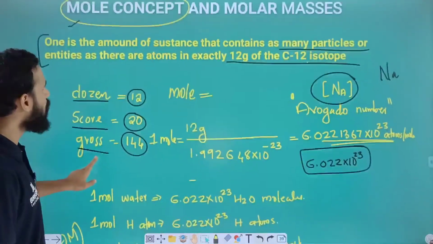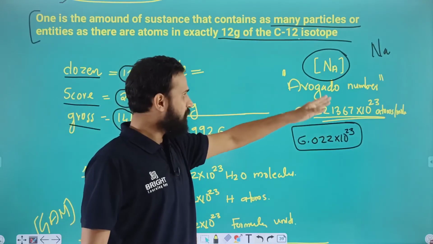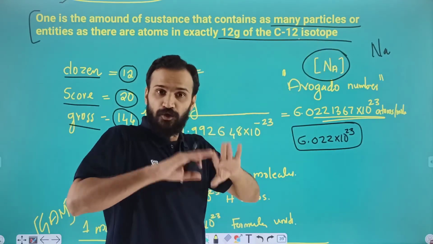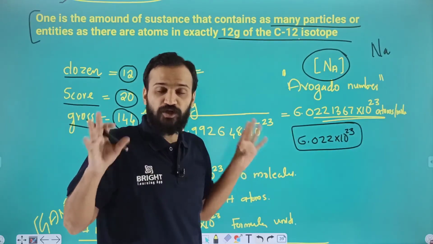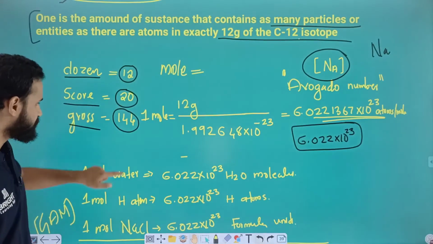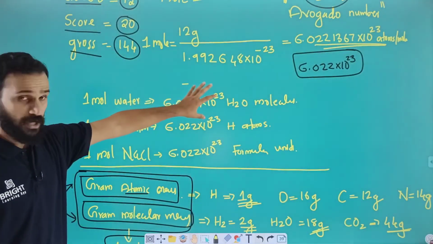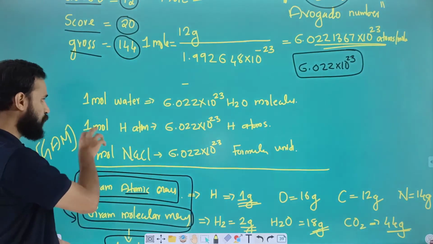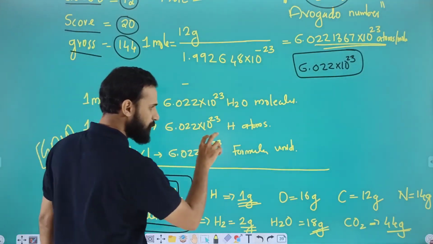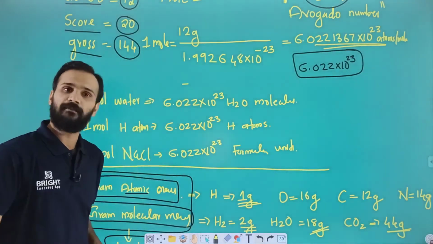So dear students, most important idea we discussed here. First of all, what is mole, the definition of mole and its value, and it's called Avogadro constant or Avogadro number. It is represented by Na, used to represent the number of microscopic particles like atoms, molecules, electrons, etc. Also 1 mole of water contains this Avogadro number of molecules. 1 mole of hydrogen atoms contains Avogadro number of hydrogen atoms. 1 mole of NaCl contains Avogadro number of formula units. Okay, and after that, gram atomic mass and gram molecular mass.